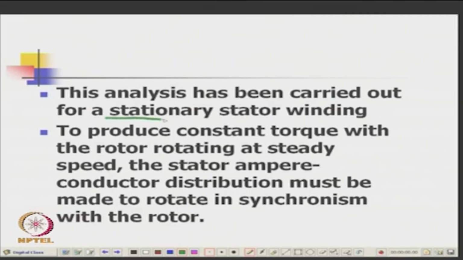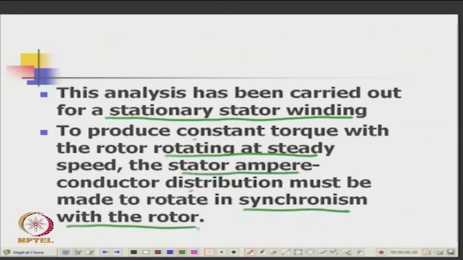Now, if the stator winding is stationary, then to produce constant torque with the rotor rotating at a steady speed, the stator ampere conductor distribution must be made to rotate in synchronism with the rotor. This is the basic principle of torque production: both the field magnet B of the rotor and the MMF produced by the stator must be synchronous. Only from the product of these two is a torque produced.